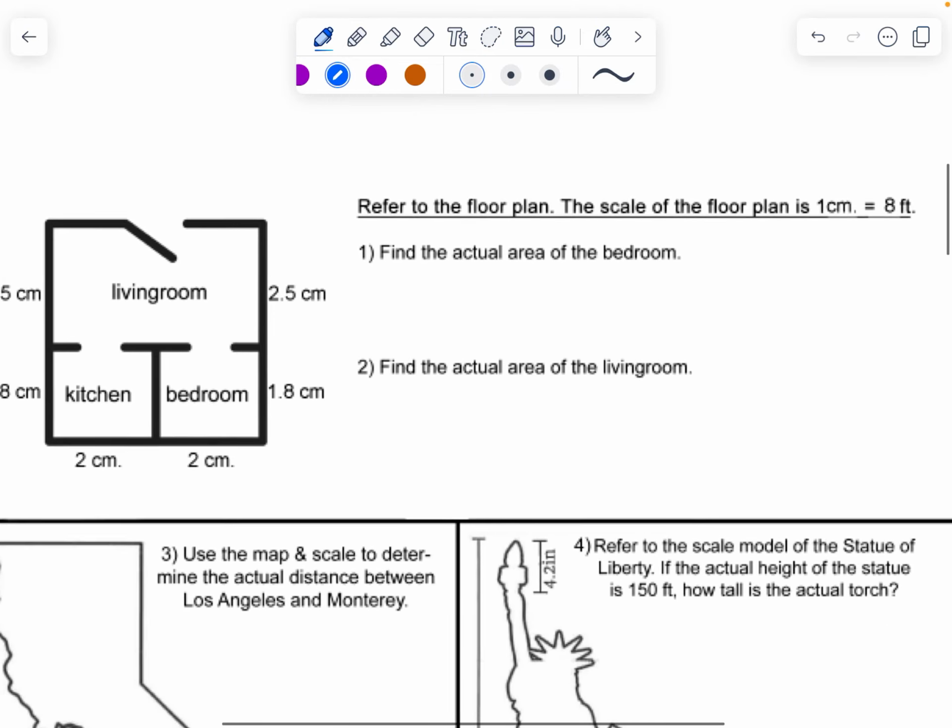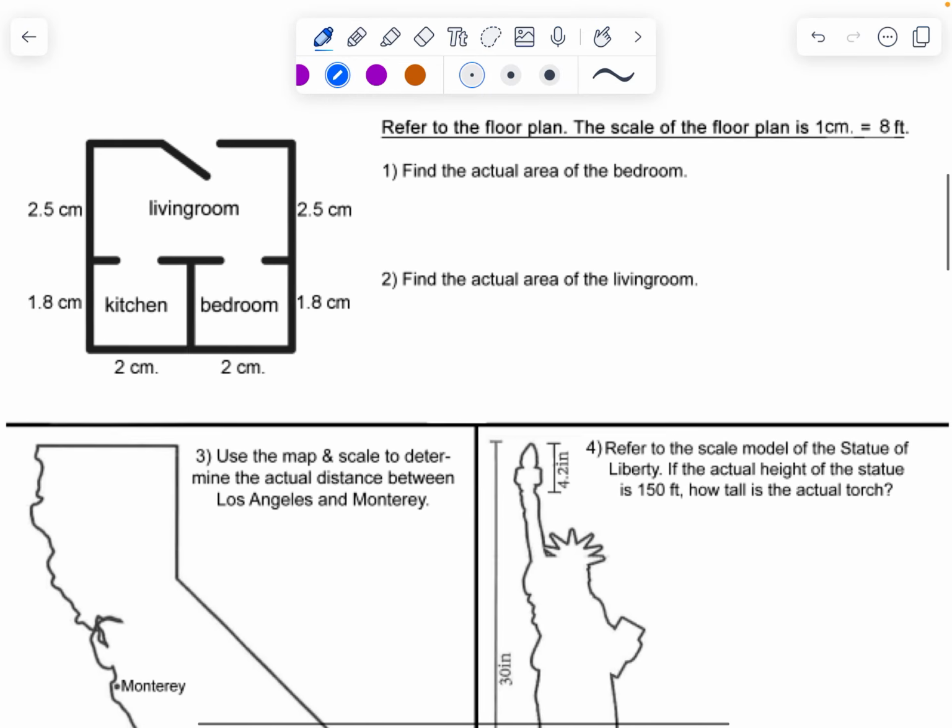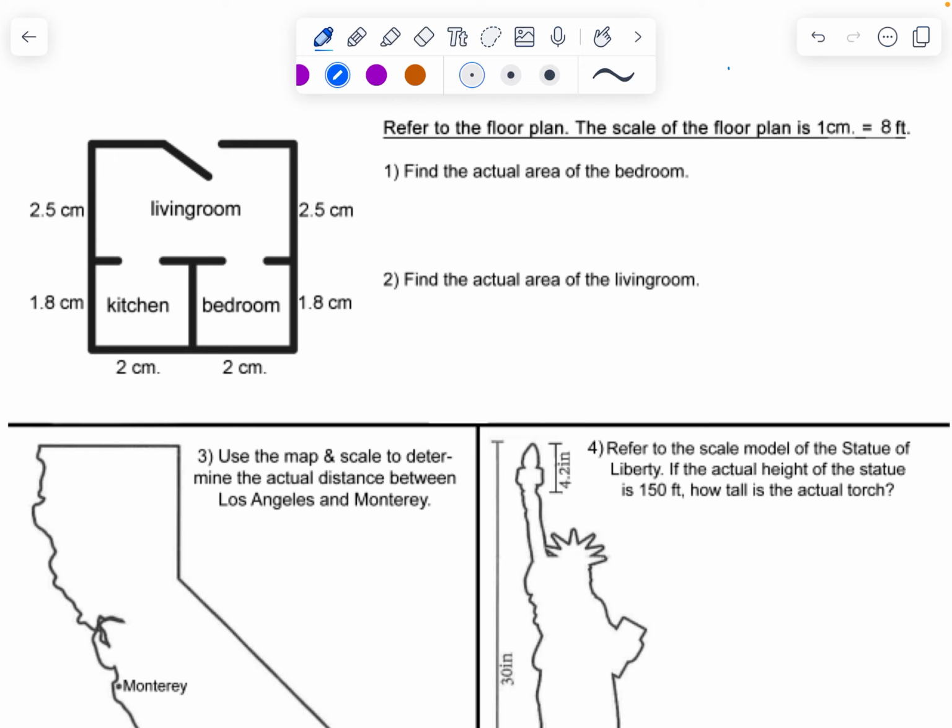All right, so here is a floor plan. You might have seen a floor plan if you've gone through maybe a model home. They have the floor plan that you can pick up on your way in, and it's drawn to scale, which means that the relationship between all of the measurements are true to real life. And they always have a scale just like a map. The scale for this one is 1 centimeter equals 8 feet. That means that every centimeter on the drawing equals 8 feet in real life.